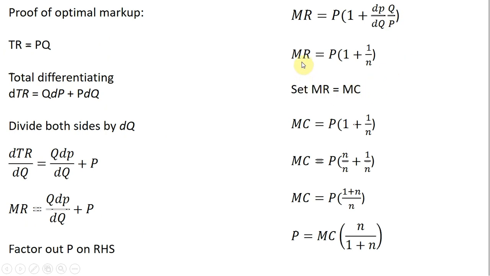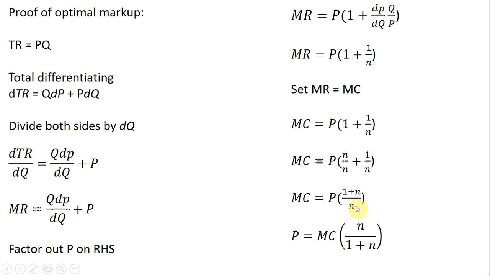Next step, in profit maximization, we set marginal revenue equal to marginal cost, so I do that. So marginal cost equals what we found earlier. And then I'm just going to do a little bit of math here in parentheses. I'm going to simplify this, add this together. So n over n is just 1. And then that will simplify to n plus 1, or 1 plus n divided by n.